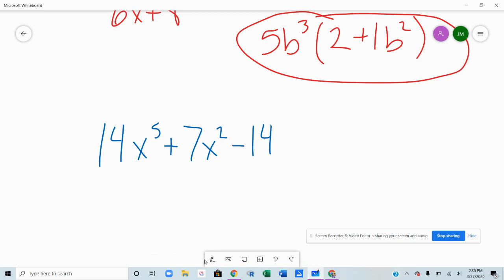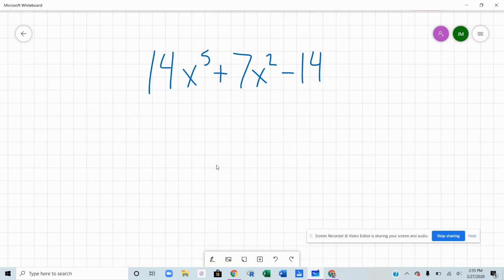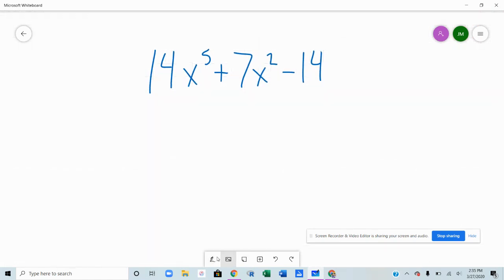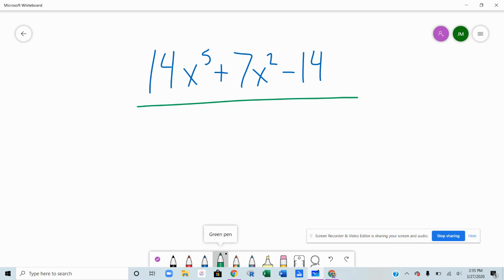Next example, we've got 14x to the 5th plus 7x squared minus 14. So we need to look for the GCF first. So looking at your numbers, we've got 14, 7, and negative 14. Now, negative 14 doesn't change your GCF, okay? It just will change your inside part of your parentheses later. So we care about the 14, the 7, and the 14 for now. They can all be divided by 7.